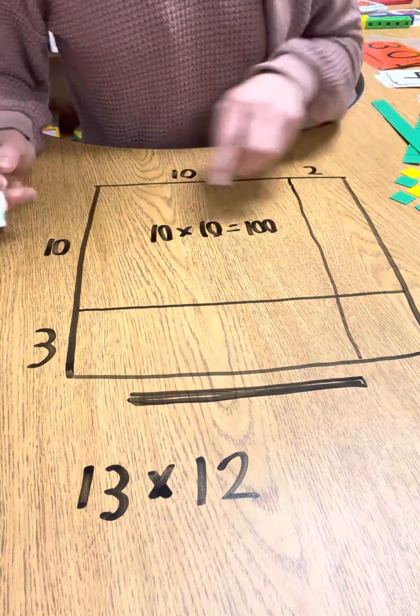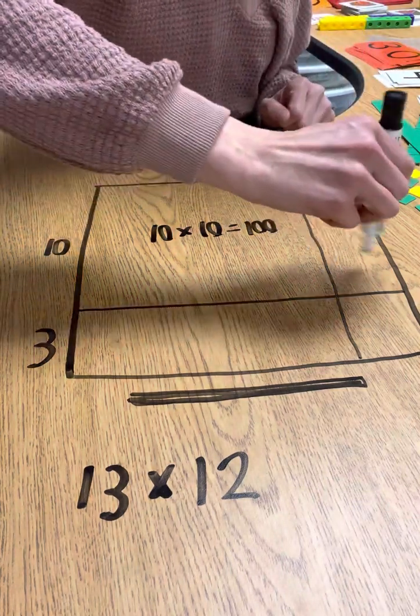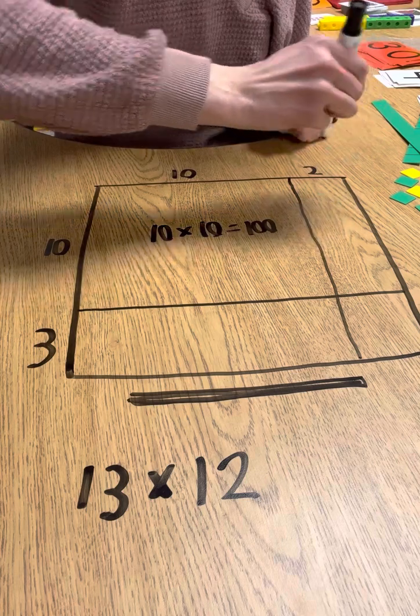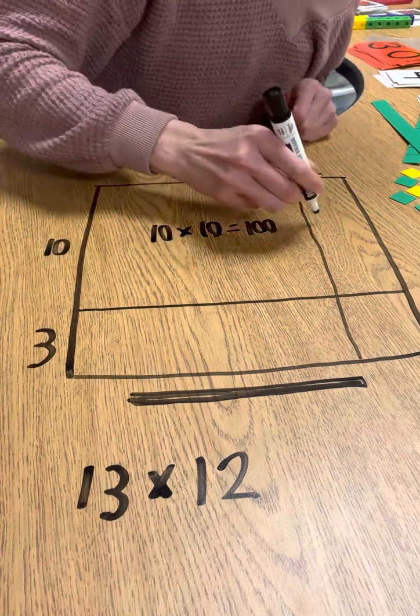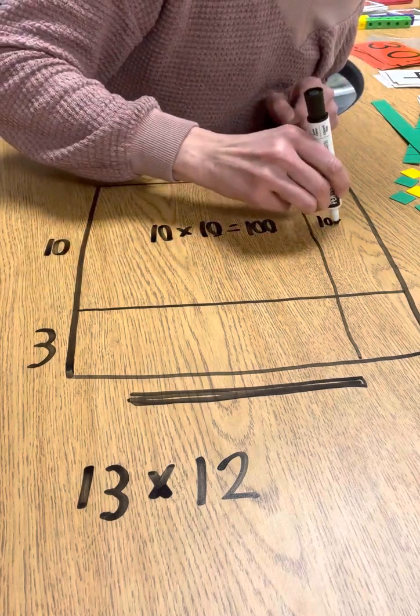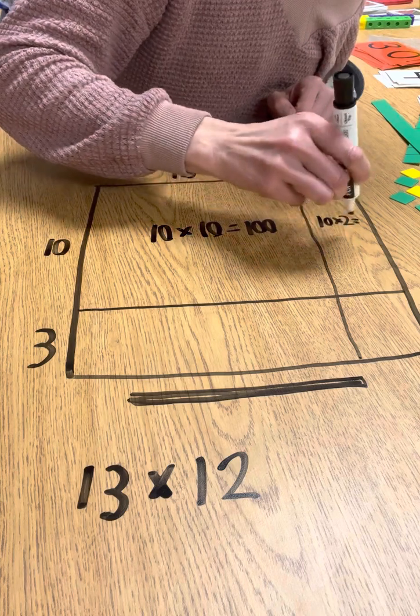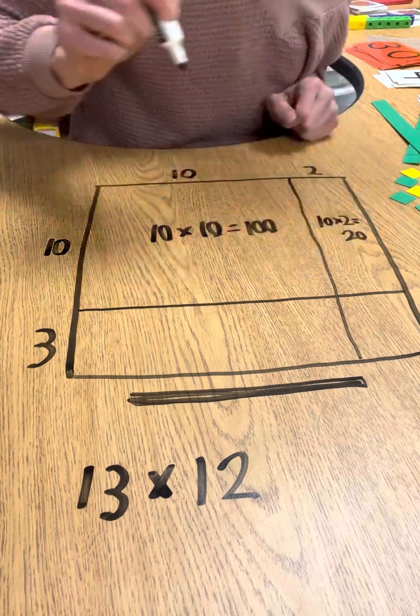In this section, I still have 10 rows, right? 1, 2, 3, 4, 5, 6, 7, 8, 9, 10 with 2 in each row. And so I'm going to do the same thing. 10 rows with 2 in each row equals 20 seats.